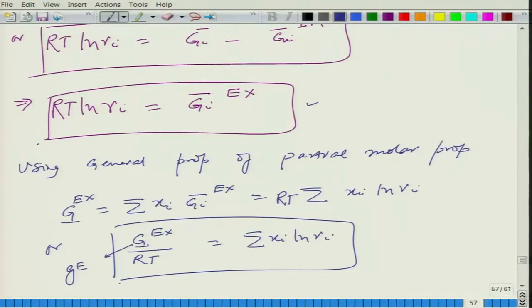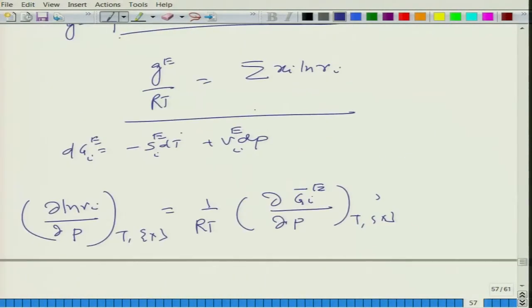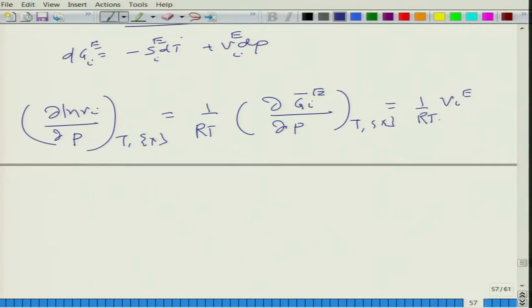Now if I use the thermodynamic definition of the Gibbs free energy, because if you take the partial differentiation of this with respect to p, we are going to get Vi excess at a constant temperature. So I can write this as 1 by RT times Vi excess. This is something which we can show here. Similarly, I can also consider the case where we would like to have a partial differentiation with respect to temperature at a constant pressure.